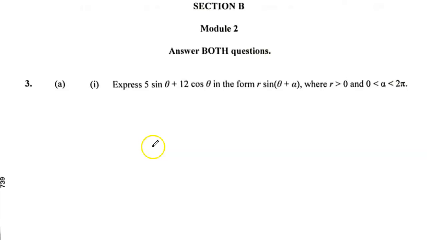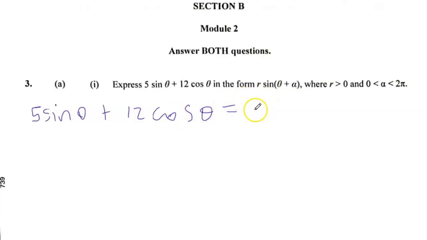We are now at question 3. Express 5 sine theta plus 12 cos theta in the form r sine (theta plus alpha), where r is a positive value and alpha falls between 0 and 2 pi. So we have 5 sine theta plus 12 cos theta.